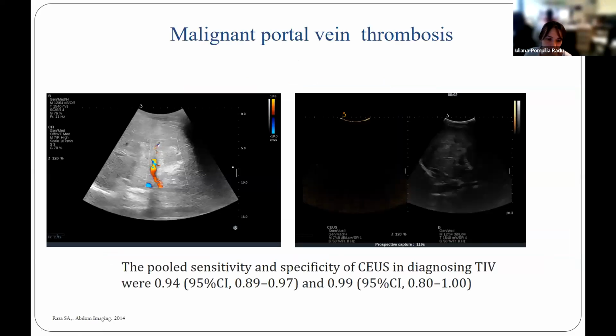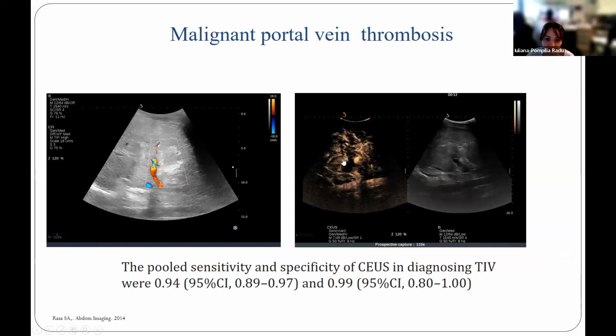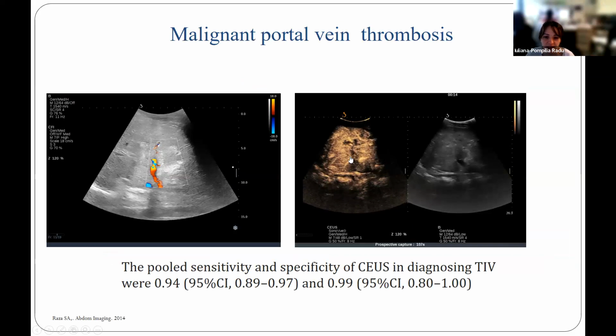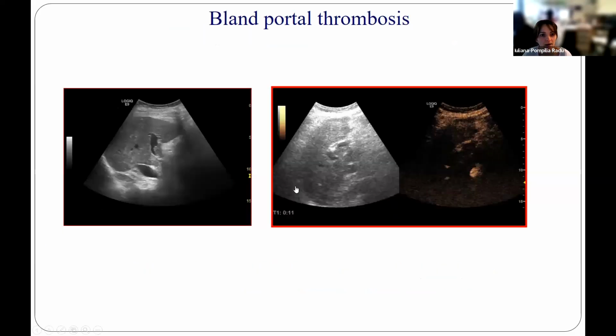Portal vein thrombosis here. It's a case of a young guy. As I told you, the malignant lesion has arterial vessels. So here is the portal vein. In the arterial phase, we'll already have contrast in the portal vein, where the thrombus is, followed by washout. In the bland portal thrombosis, as expected, the thrombus has no vessels, so we'll have no enhancement.